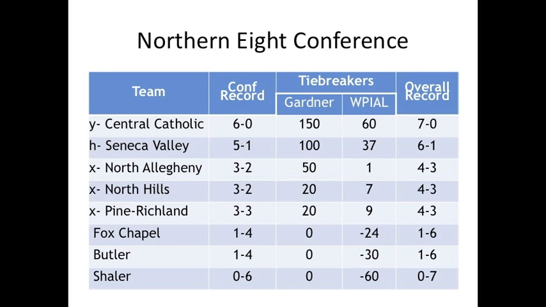And North Allegheny already has a win over Pine Richland, which means that Pine Richland's only hope of coming in third place is to beat North Hills and then have North Hills beat North Allegheny next week, which would result in a three-way tie for third place. If North Hills beats Pine Richland this week, then the winner of the North Allegheny-North Hills rivalry game will finish in third. Due to their non-conference splits, whoever finishes in third in the Northern 8 probably won't get a home game in the first round of the playoffs.